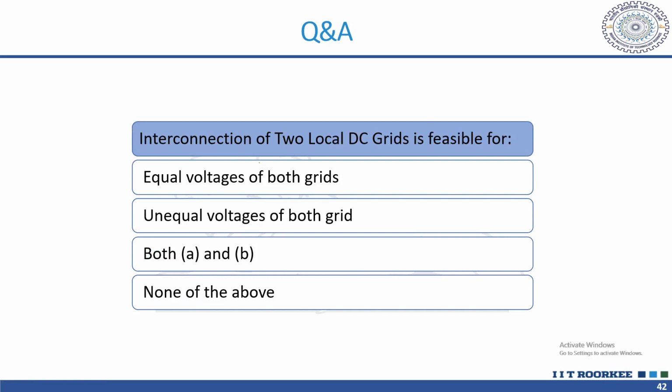Then interconnection of two local DC grids is feasible for equal voltages of both grids, unequal voltage, both or none. Okay, we got one, both. Yes. So we had also seen in the lecture basically, there we had connected unequal voltage microgrids. So one was around 390 or 380, other was at 48. So it is independent of the voltage. It may be equal, it may not be equal. Both the cases, the interconnection is possible.